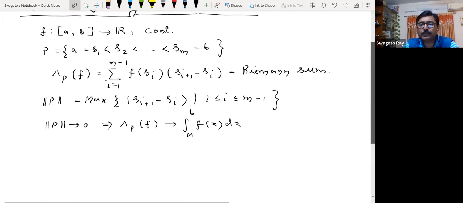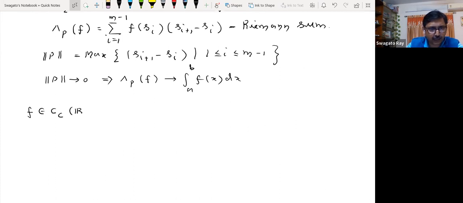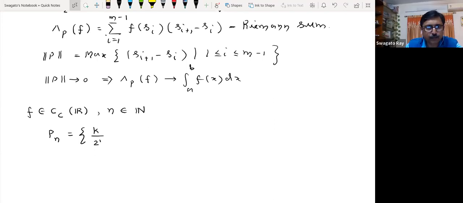That is the linear functional which we are going to work with. So take any f in C_c(R). Focus only on one dimension, that is R. Forget about R^d for the time being. Then take any natural number n. Does anybody remember what P_n looks like in one dimension? It is k by 2 to the power n, for k an integer. Excellent. K by 2 to the power n, where k is an integer.